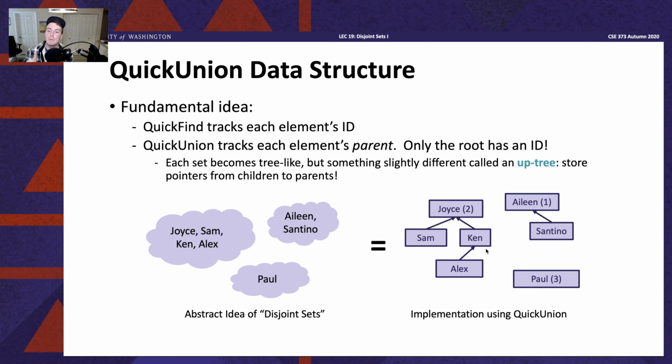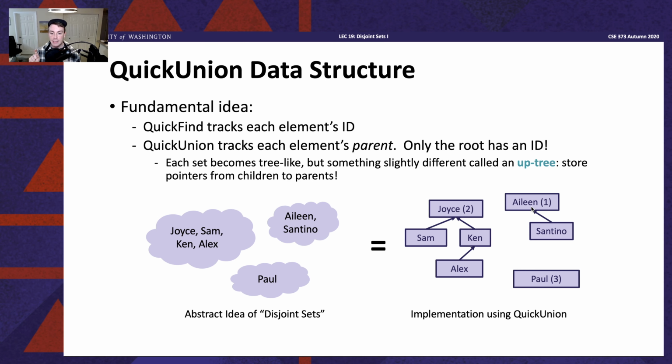So Alex might keep track of Ken, who might keep track of Joyce. And I said that the root of each of these trees is going to keep track of the ID for the set. So Joyce at the top keeps track that everything below her is at set ID 2 or something. You can see that each one of these independent subsets has its own little uptree where the root node keeps track of that set ID. So these little tree structures are going to help us answer these questions of, are these two values in the same set and how do we union?